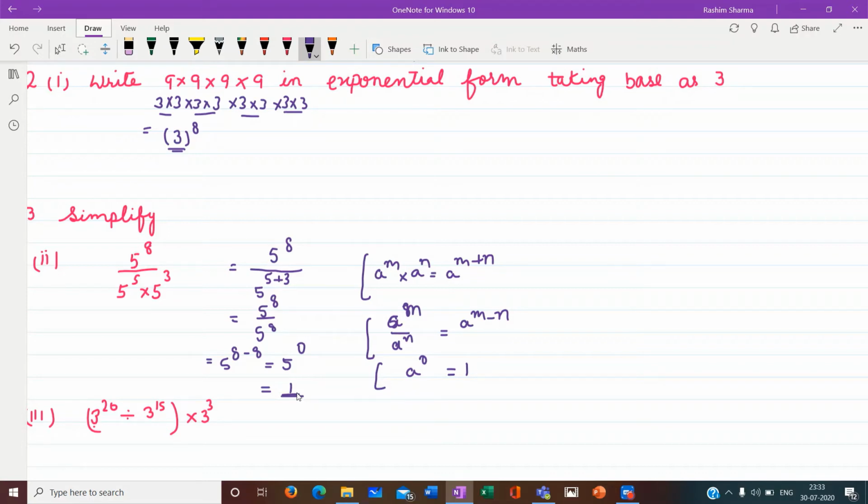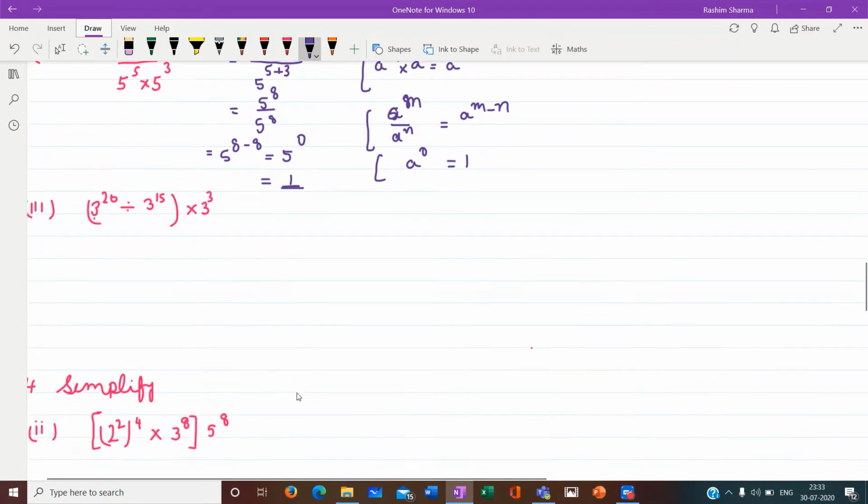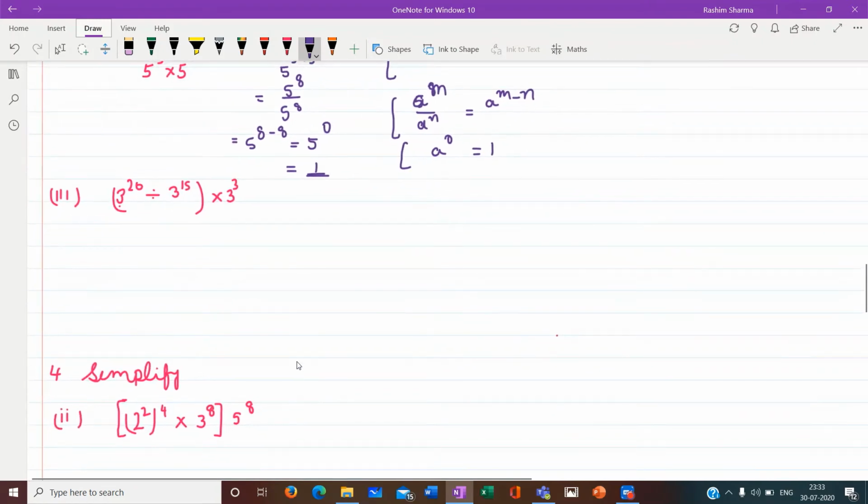Alright. Now, next part is 3 raised to power 20 divided by 3 raised to power 15 and then into 3 raised to power 3. So this is division and common base is 3. So we know when we have two numbers of the same base in division, what we do?